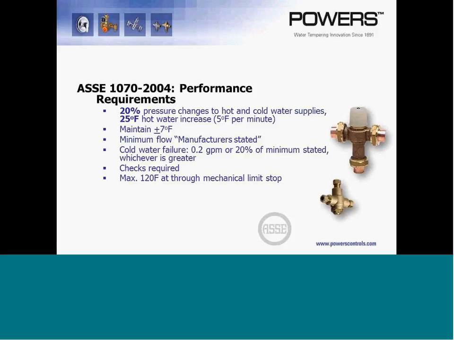Minimum flow is the manufacturer's stated minimum flow, so that's where they're going to test the valve. And then you can see the cold water failure is 0.2 GPM or 20% of the minimum stated, whichever is greater. That gives you an idea of the amount of flow that's allowed in the event of cold water failure. Checks are required, and again, you have to have a mechanical means to limit the hot water temperature to no more than 120 degrees.